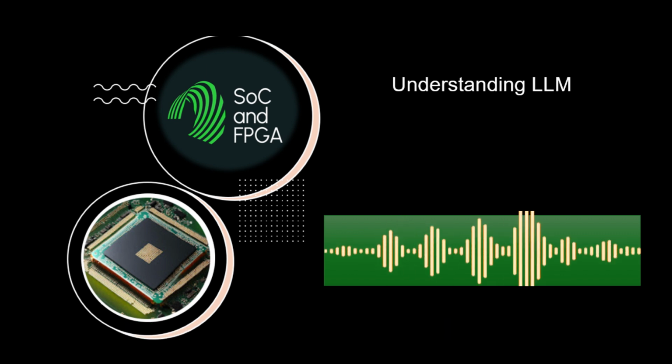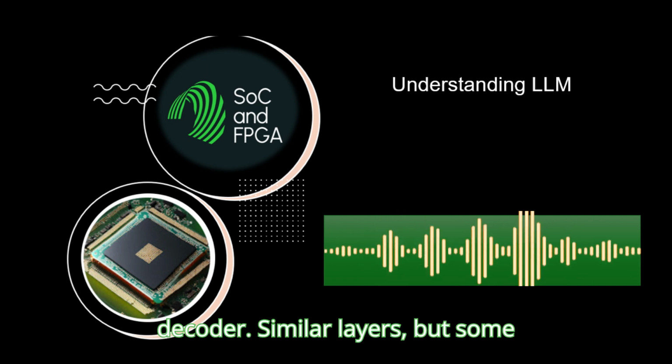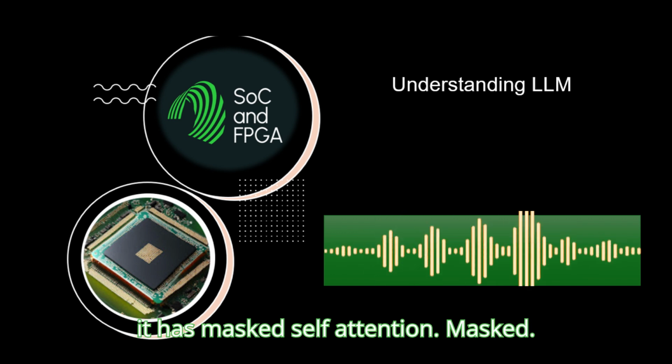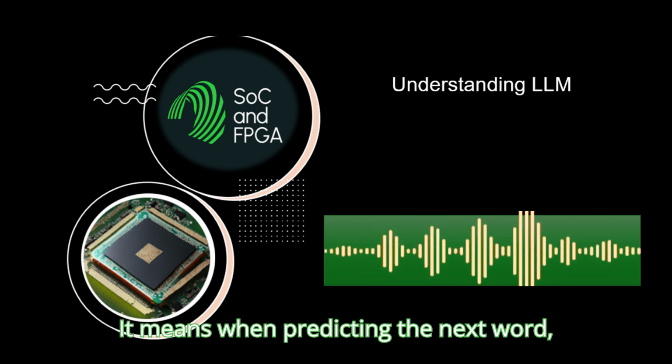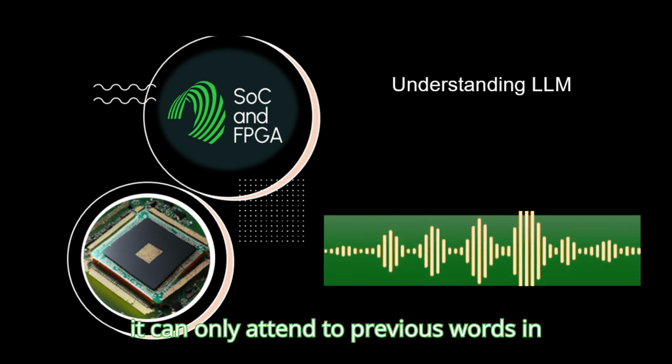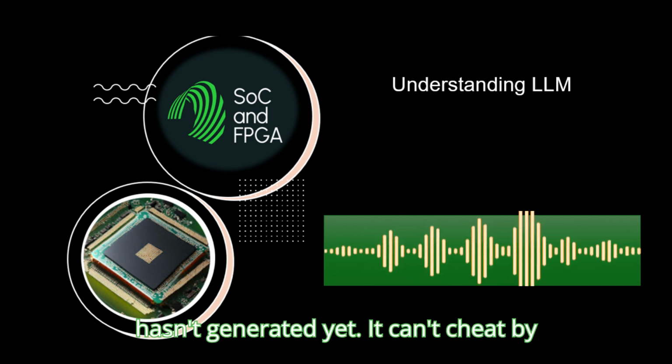Got it. Now the decoder. Similar layers, but some differences. Similar structure, yes, but it has masked self-attention. Masked? It means when predicting the next word, it can only attend to previous words in the output sequence, not the words it hasn't generated yet. It can't cheat by looking ahead.